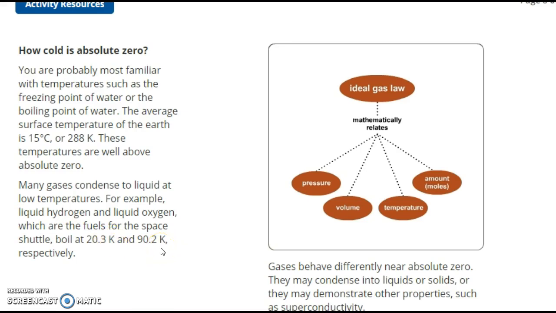90 degrees Kelvin respectively. Okay, so right now in your home, you're at like 288 degrees Kelvin. I know you're not supposed to say degrees, but it kind of helps think about it. So you're at 288 degrees Kelvin. If you wanted to make the air into liquid, which we can do if we get cold enough, you'd have to be at 90 degrees Kelvin. That's a huge difference. If you wanted to get liquid hydrogen, you'd have to be at 20 degrees Kelvin.